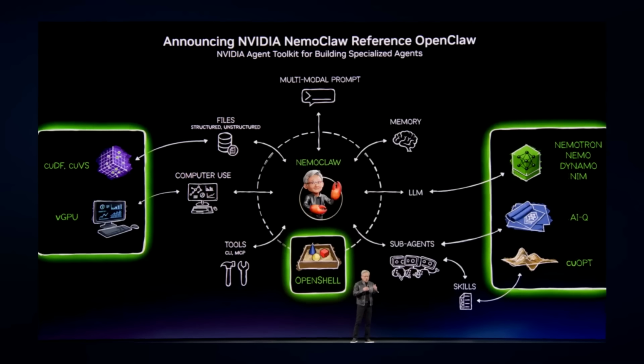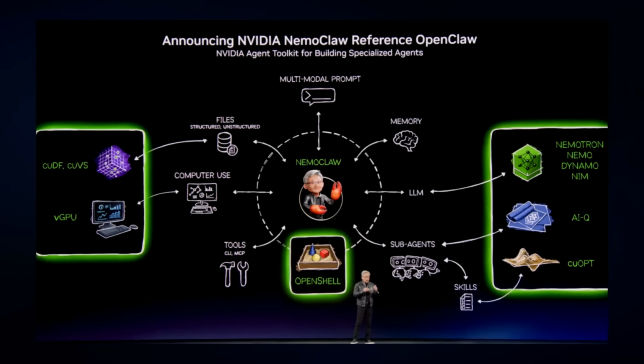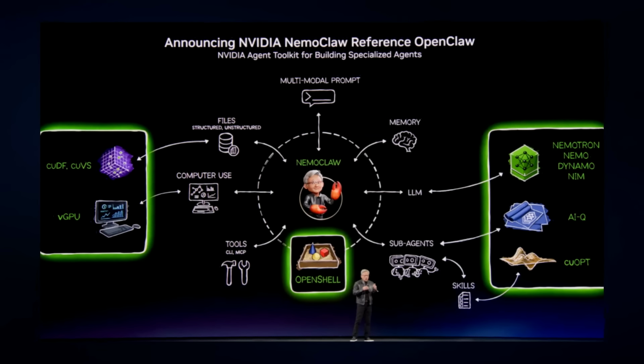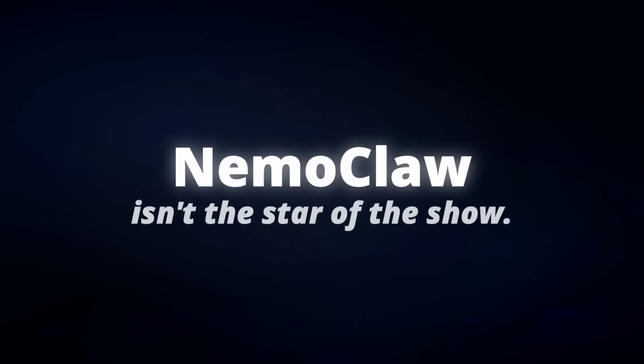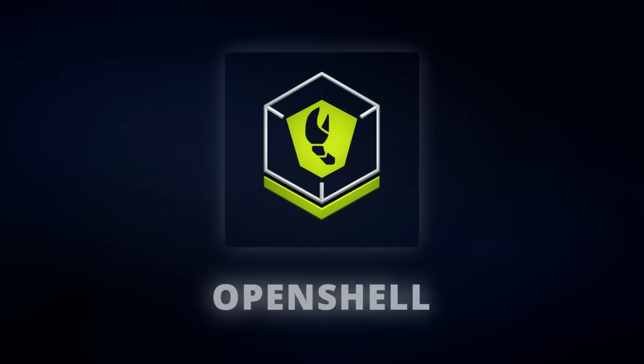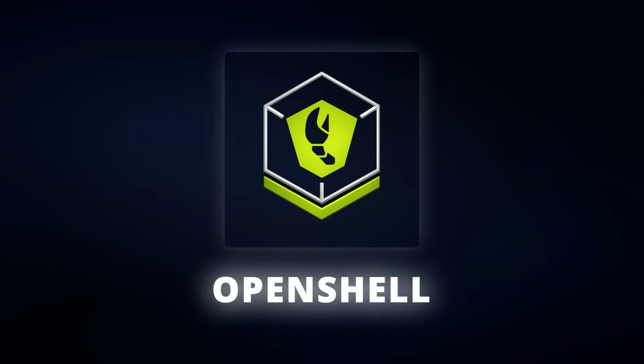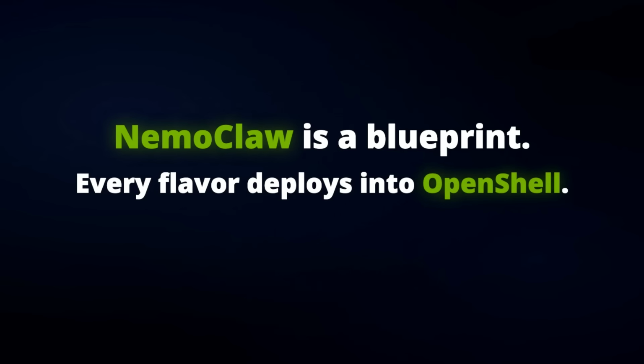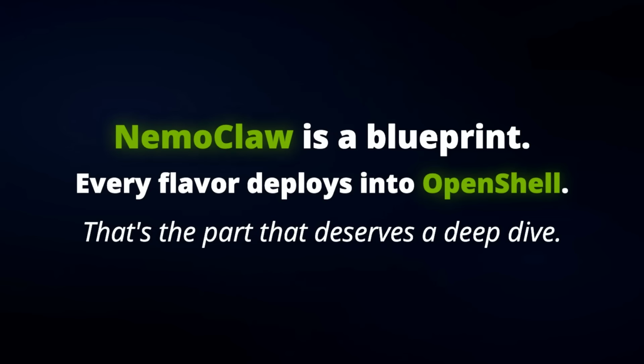So it's been a couple of months since NVIDIA announced NemoClaw at GTC. And I want to come back to something I said in the first video that I made about that, because I think it's aged pretty well. NemoClaw isn't the star of the show. The actual interesting piece sitting underneath it is OpenShell. Here's the headline that I feel most people kind of missed. NemoClaw is a blueprint. And every flavor of that blueprint, whatever harness you put on top, deploys into OpenShell. That's the part that deserves a deep dive.